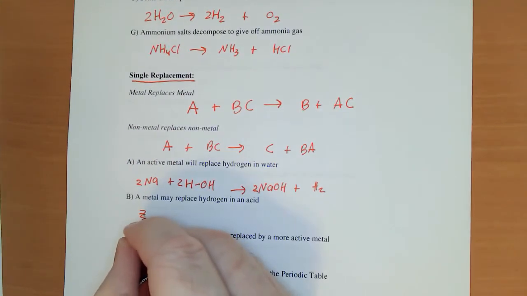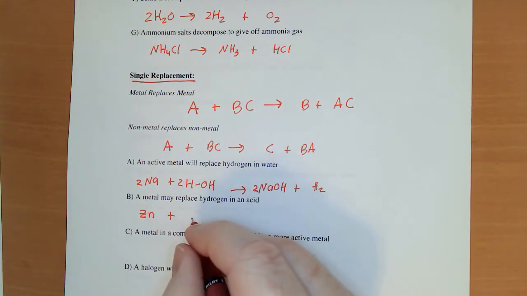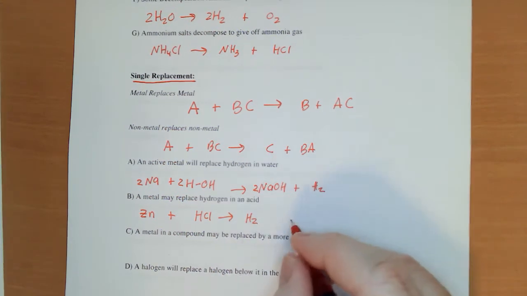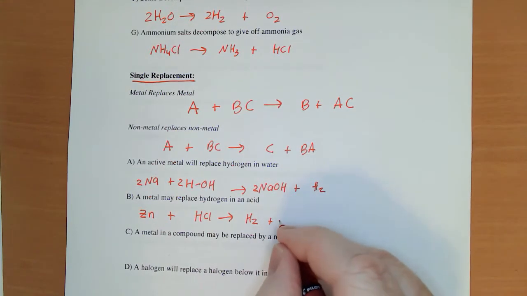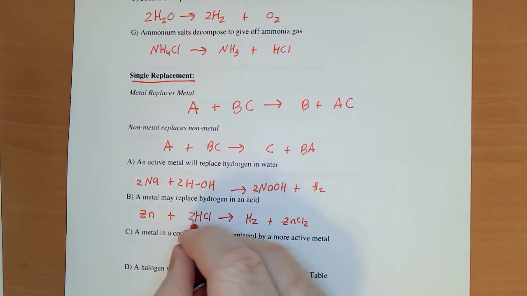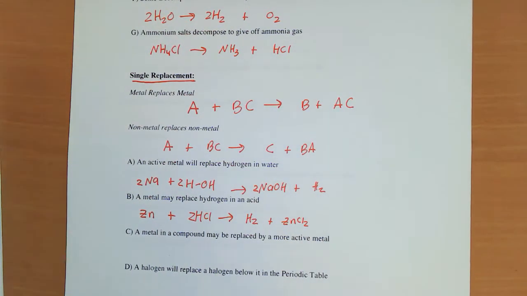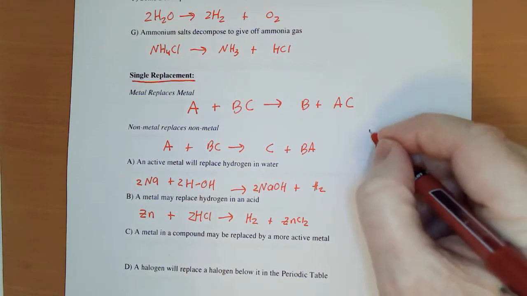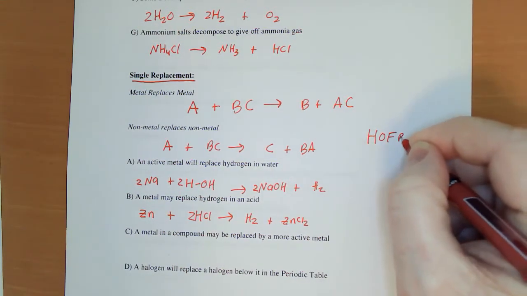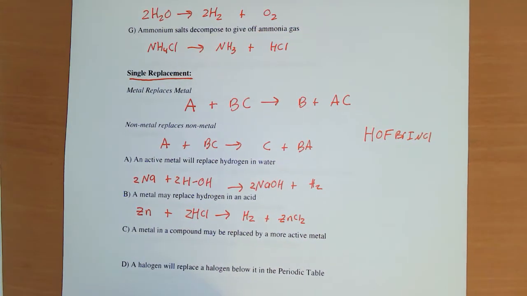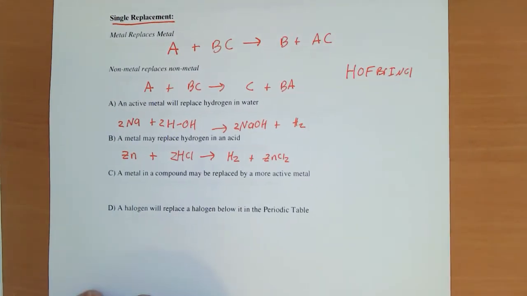So you take a metal, like zinc, let it react with an acid, like HCl. It kicks out the hydrogen, becomes H2, and we get ZnCl2. Balance it with a 2 there. Now, I'm betting some of you are wondering about that diatomic hydrogen here. Don't forget that really silly word we had, Hofbrinkel. Those are the elements that, when they are on their own, exist as diatomics.